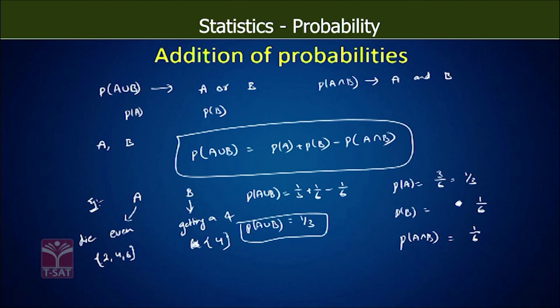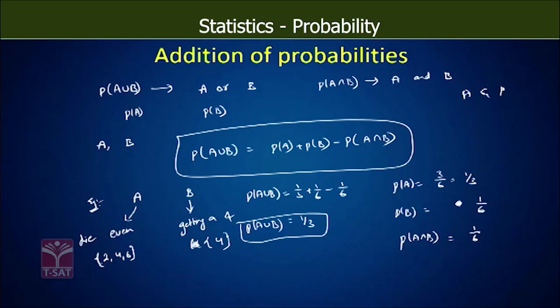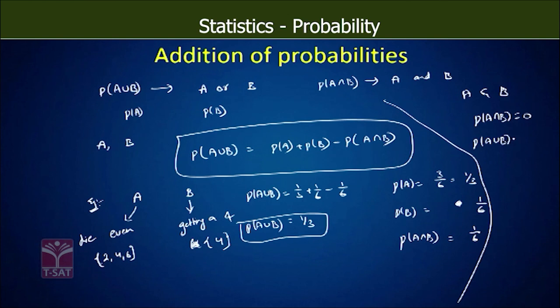Now, the probability of occurrence of A or B is 1 by 3. See here, when our events A and B are mutually disjoint sets, that is, A and B have no relation at all, in such a case A intersection B will become 0. Then our probability of occurrence of A or B will be equal to the probability of occurrence of A plus the probability of occurrence of B.